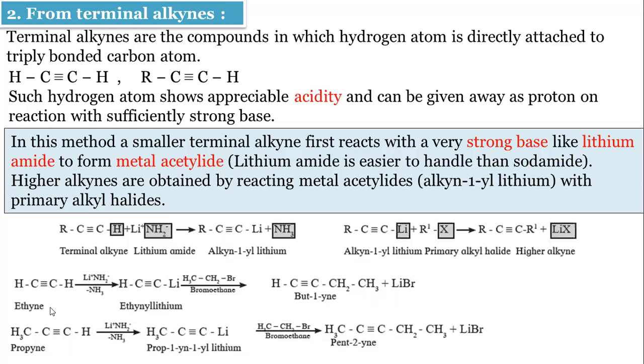We can take different examples here. We can take propyne, we can take butane, and we can do the reaction up to carbon number 7, carbon number 8, carbon number 9. We can do this reaction.